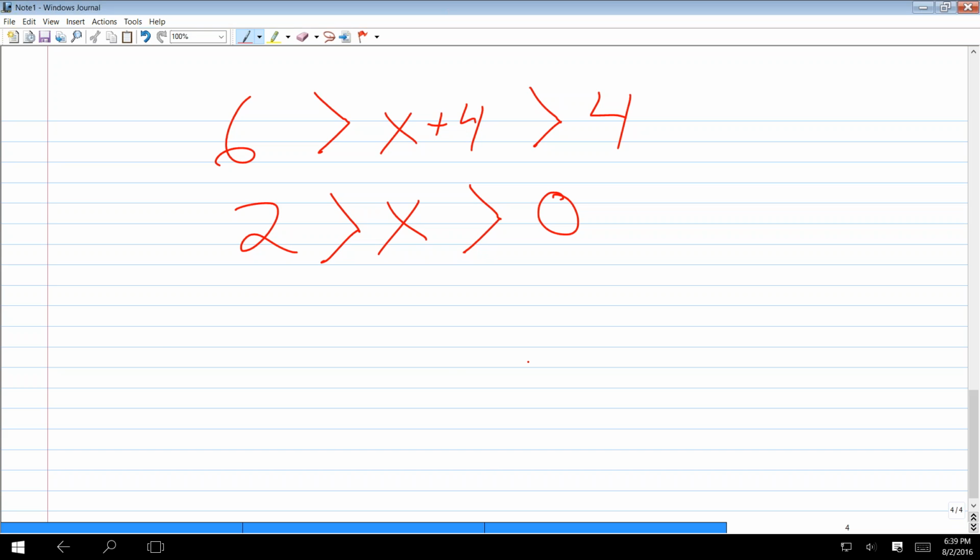So how would I graph this? Here's my key points, 0 and 2. Where's my graph go?